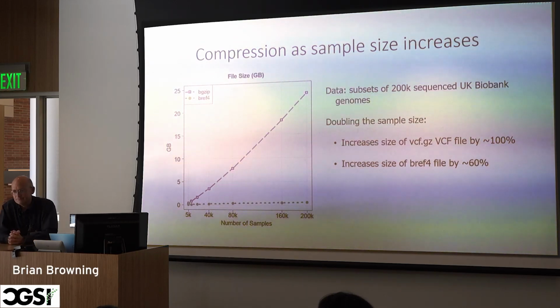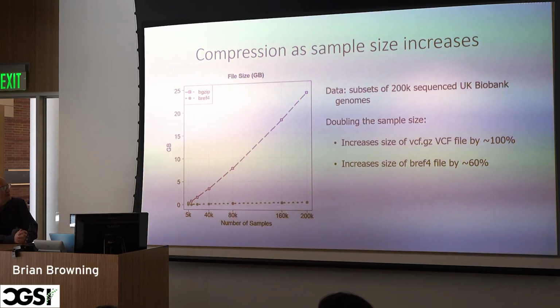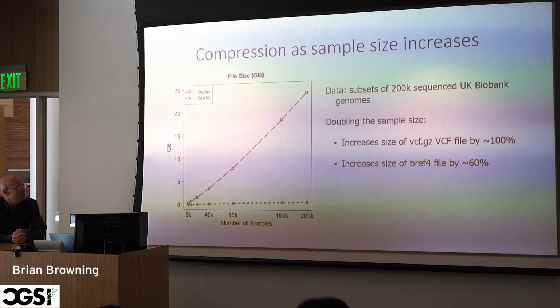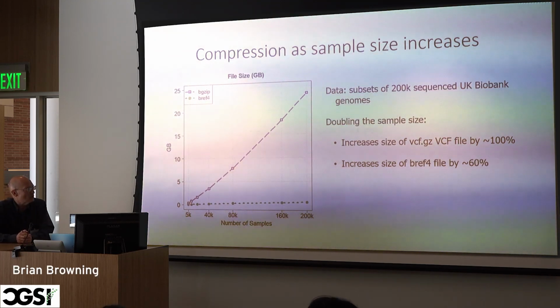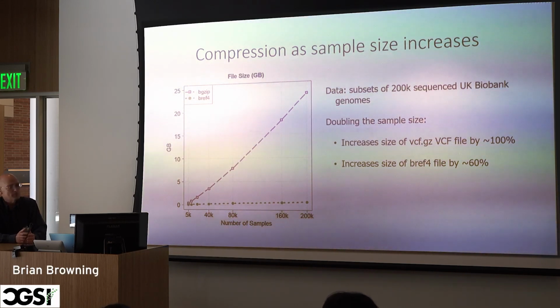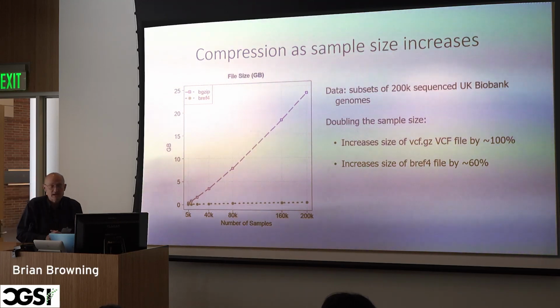So how does it perform? This is on UK Biobank 200K sequence data. And we looked at different subset sizes and just looked at the size we got from using a gzipped VCF file, which is pretty good compared to uncompressed VCF. And then looked at Bref4. And interestingly enough, for this data, as we just kept increasing the sample size, there's a very consistent growth pattern. The gzipped VCF file, when you doubled the sample size, doubled in size. But the Bref4 file only went up by 60% when the sample size doubled. So that's why you get this huge chasm opening up in file sizes.